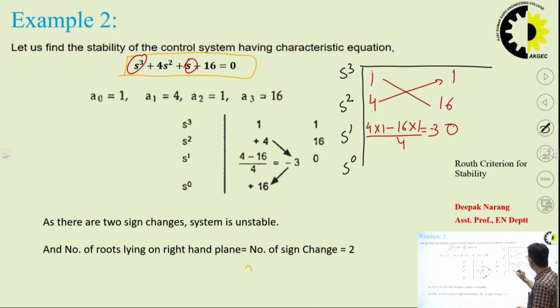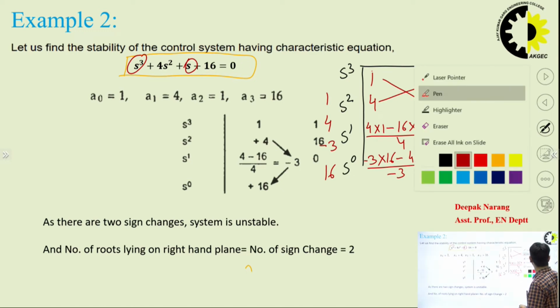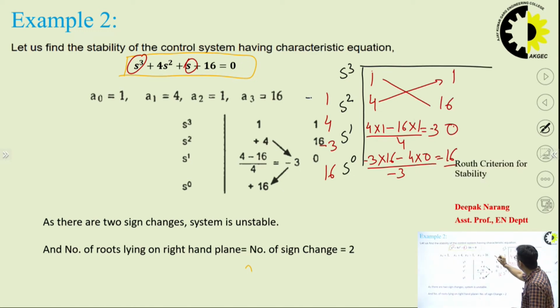Again we get minus 3 into 16 minus 4 into 0 divided by minus 3, and we get this value as 16. So we are obtaining the values of the first column as 1, 4, minus 3 and 16. Now we can see here this is plus, but this is minus. So this is one sign change.